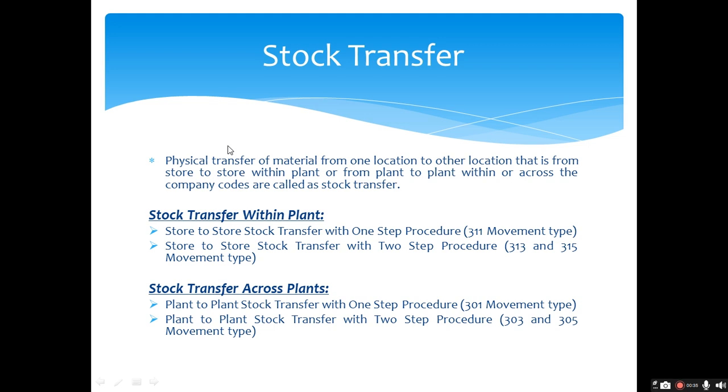If you are doing a stock transfer within a plant, then we do the stock transfer from one storage location to another storage location. There are two different procedures available to do storage location to storage location stock transfer: the one step procedure and the two step procedure. Similarly, if we want to do a stock transfer across plants, we can transfer from one plant to another plant with a one step procedure or a two step procedure. One by one we'll see all these scenarios in our system.